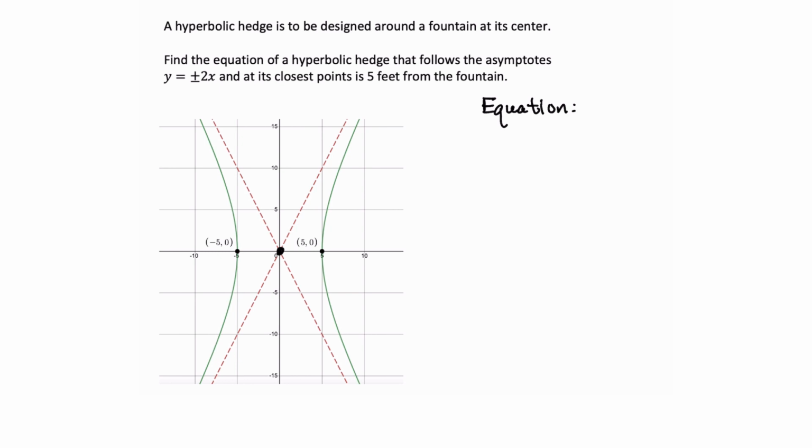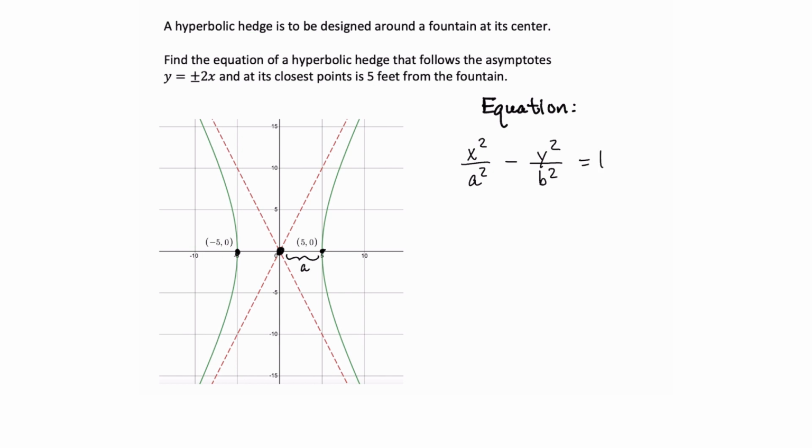So something to remember about a hyperbola is that the points closest to the center are indeed the vertices, which are pictured here at negative 5, 0 and 5, 0. So this tells us right away that a is equal to 5. Great. So since the major axis is horizontal, we know that the equation will have the form x squared over a squared minus y squared over b squared equals 1.